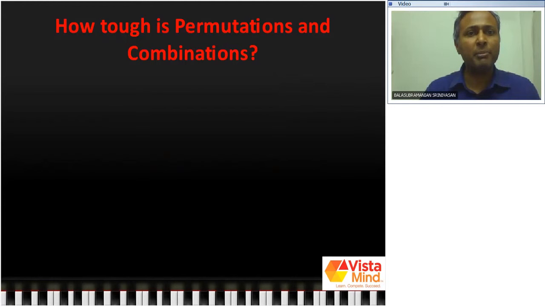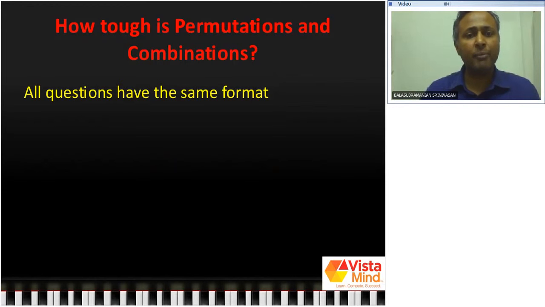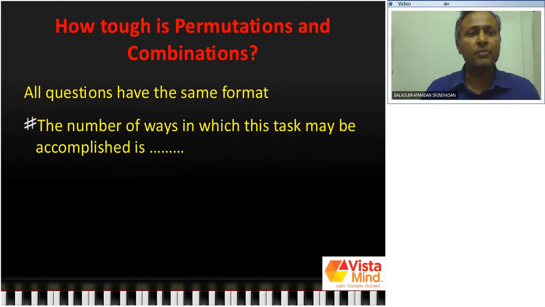Contrary to popular belief, permutations and combinations is one of the easiest topics in mathematics to score. Why do we say so? For starters, all questions in this area have the same format, which is as follows. The number of ways in which this task may be accomplished is. Every question has a task to be accomplished. There are conditions that need to be followed, and our task as a problem solver is to identify the number of ways in which the task may be accomplished subject to the conditions given.